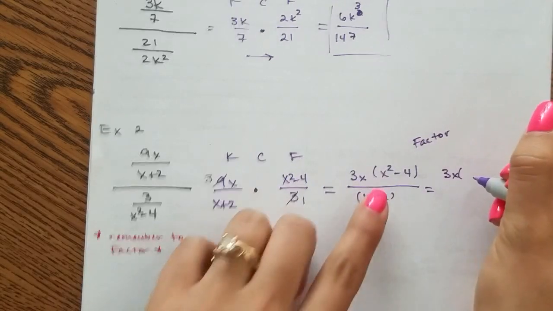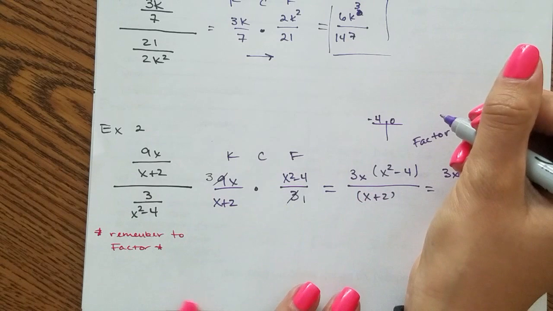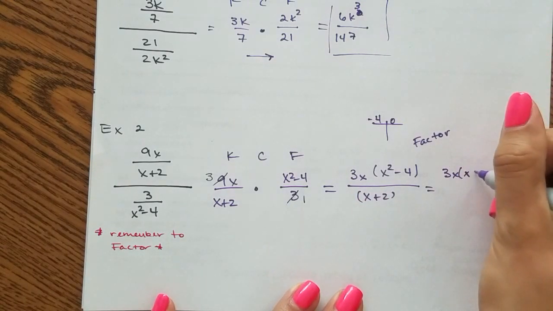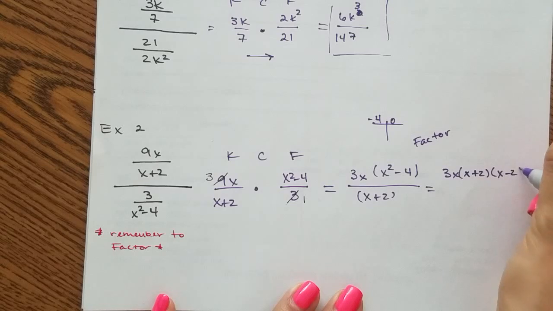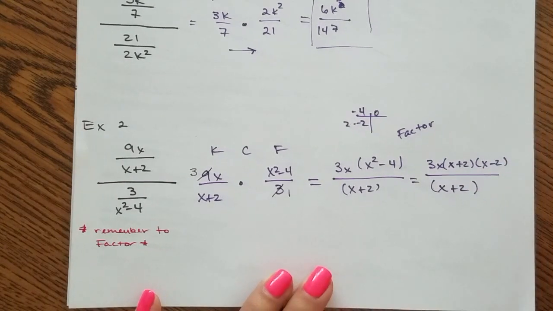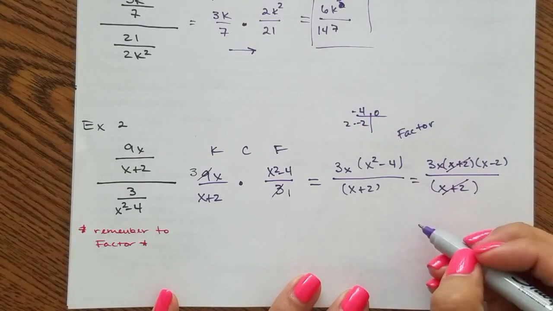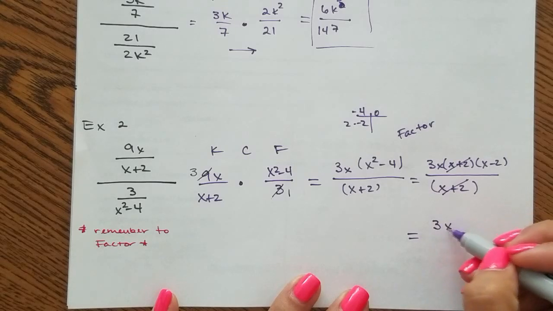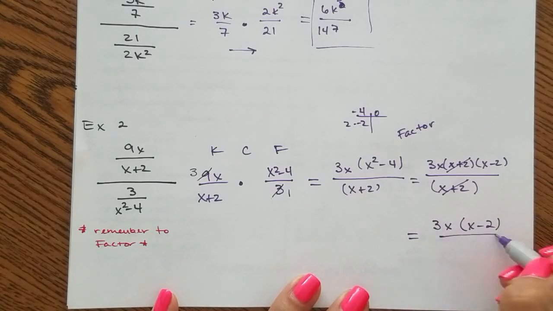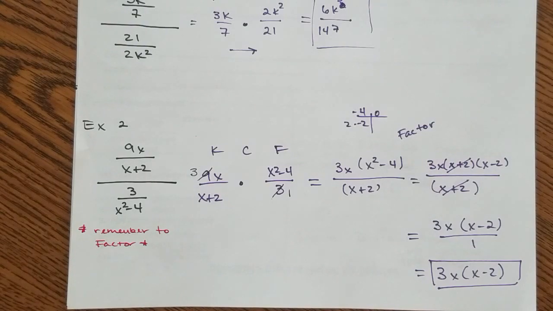This is 3x. Here, if you wanted to do your table, you were looking for the factors of -4 that sum to 0. So that's going to give you x plus 2 and x minus 2 here, 2 times -2, all over x plus 2 here in the denominator. So then you'll notice that we have x plus 2 in the top and the bottom, which go to 1. So your final answer here is 3x times x minus 2 all over 1, which is just 3x(x minus 2). Okay, that is your final answer there.